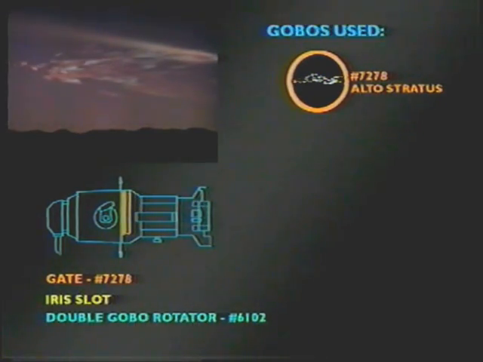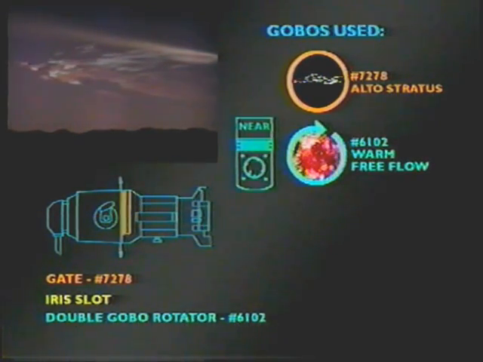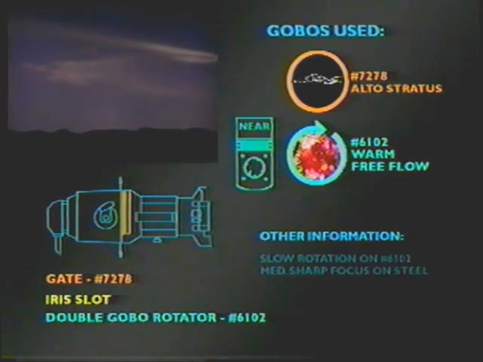In a gobo rotator, use colorizer number 6102 Warm Free Flow. The slowly rotating colorizer creates subtle shifting colors within the cloud layers. Use additional lighting to give the cyc a color wash appropriate for sunset.